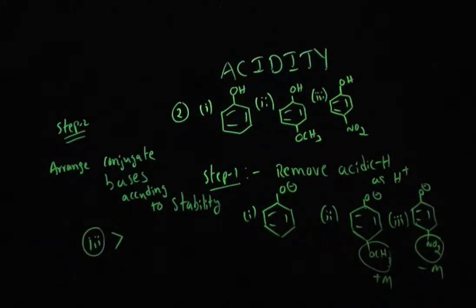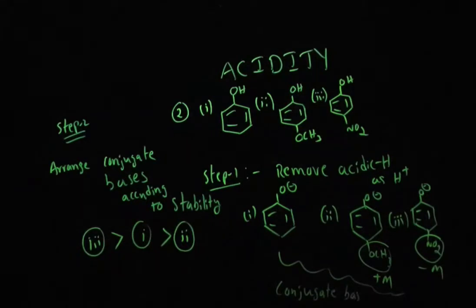But in the case of the first option, there is no plus M group and no minus M group. The second one will be last because there is a plus M group, which will destabilize the oxide ion. So between 1 and 2, the first one is more stable. The conjugate base stability order will be 3, 1, 2. Important point: once you remove hydrogen from any compound, it becomes the conjugate base of that acid. So these compounds are called conjugate bases.